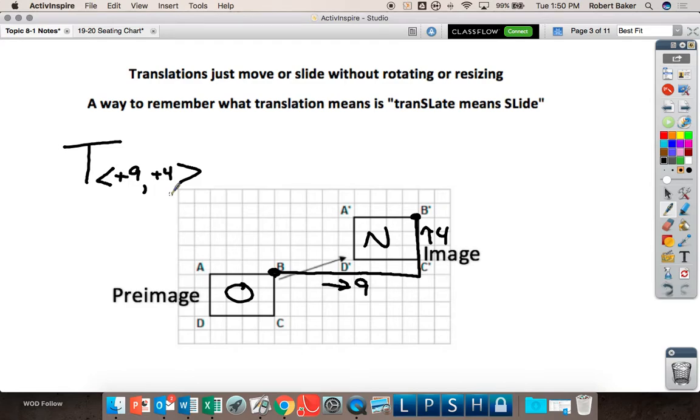So this says if I take my old shape and I move it right 9 and up 4, I will wind up with my new shape. Well, what point did I translate? B. Did I translate just B or did I do A, B, C, and D? All of them. So I need to translate all 4 points. This math rule takes this shape and slides it over 9 and up 4. That is the extent of what I'm trying to get across to you today. Does that make sense?